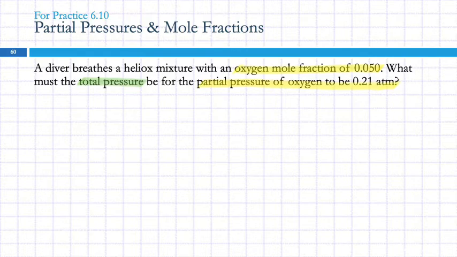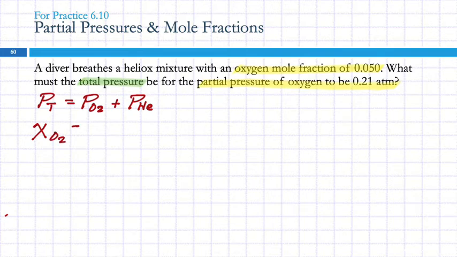Well, we can think about this. The total pressure is going to equal the pressure of oxygen plus the pressure of helium. This mole fraction, though, that's this funny X, it's a Greek letter chi. We're given that the mole fraction of oxygen is 0.050. That's a fraction, like a percentage, so it doesn't have any units.